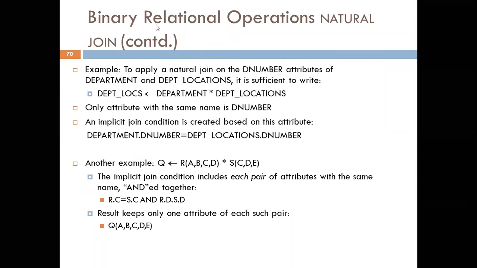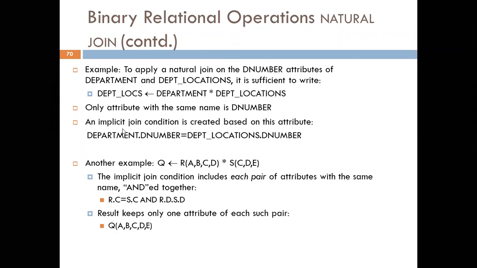So the example for natural join: to apply the natural join, the department number attributes of department and department locations are sufficient. So we can represent it like this: department star department location. It indicates that the attribute name which is the same in these two will be taken and equality is applied. The attribute that has the same name is department number.